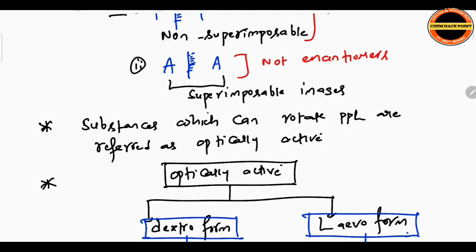Substances which can rotate PPL are referred to as optically active substances. PPL is plane polarized light, having vibrations only in a particular direction. It's not random. Plane polarized light is obtained when ordinary light, having irregular vibrations, passes through a Nicol prism. Then it becomes plane polarized light, where vibrations are observed only in a particular direction. So substances which can rotate PPL are referred to as optically active substances.